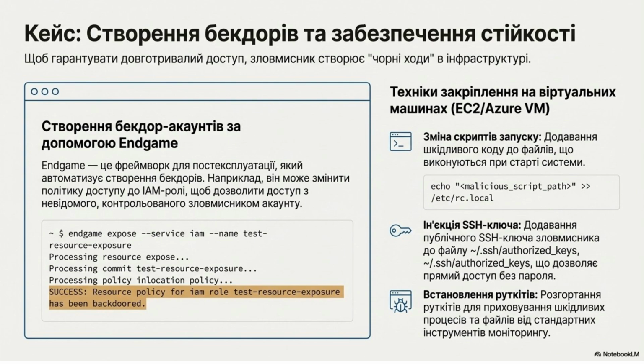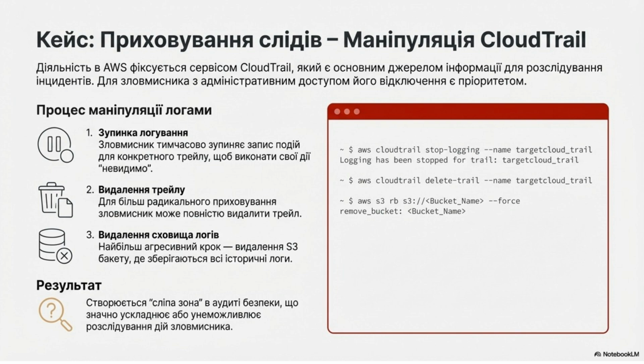To maintain persistent access, attackers create backdoors. This includes creating backdoor accounts using tools like Endgame, or establishing persistence on virtual machines by modifying startup scripts, injecting SSH keys, or deploying rootkits to hide malicious activity. Covering tracks often involves manipulating the cloud's logging services, such as CloudTrail. Attackers may stop logging, delete trails, or even remove log storage buckets. This creates a, quote, blind spot for security audits, making incident investigation much harder.